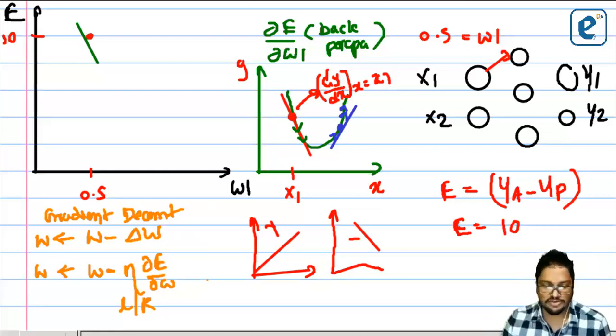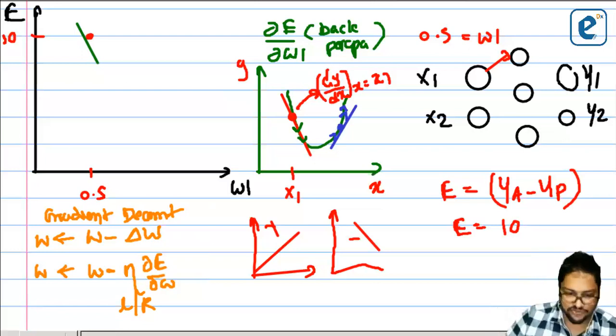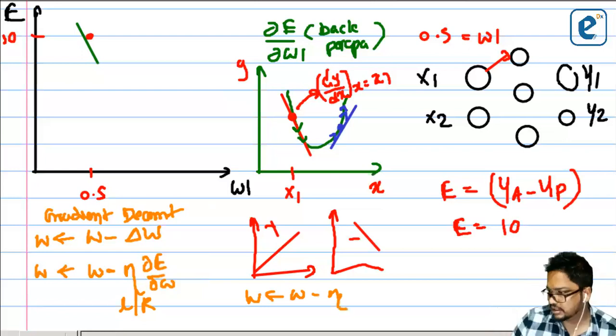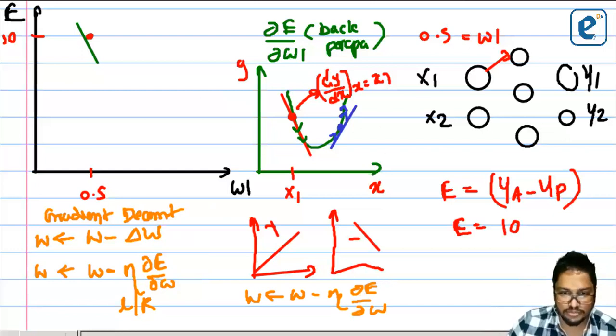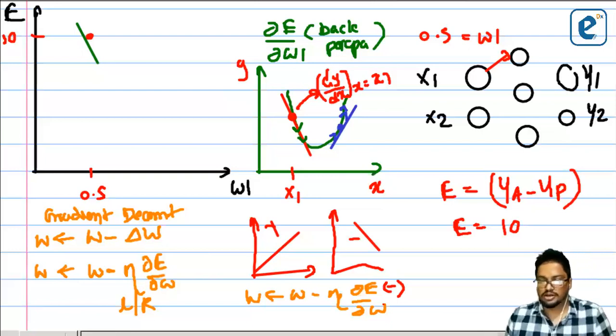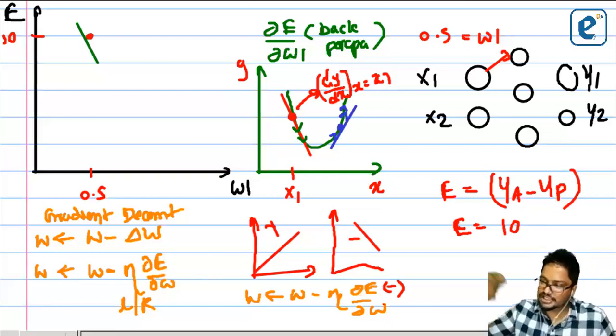Now what's going to happen? If the gradient is negative, the weight will be equal to the weight minus eta times dE over dW, right? So if this portion is negative, what's going to happen? Weight minus into minus, it will be plus, right?